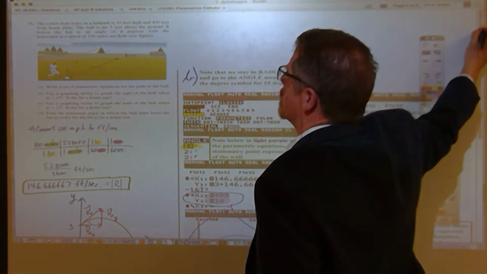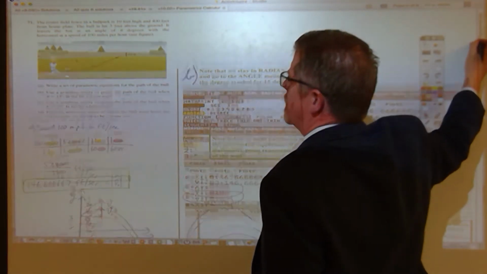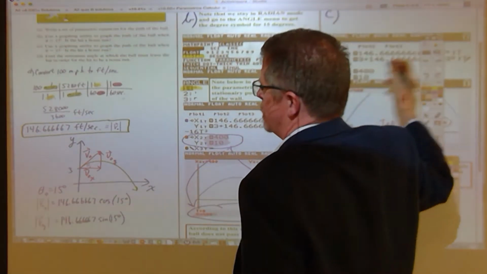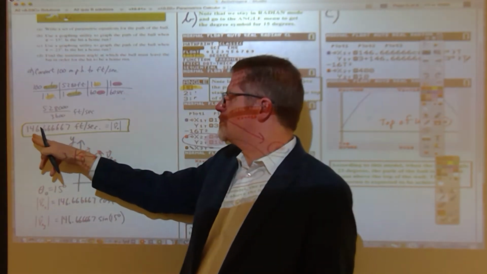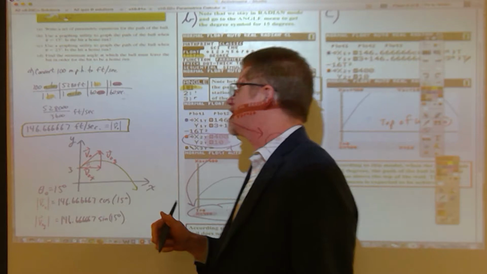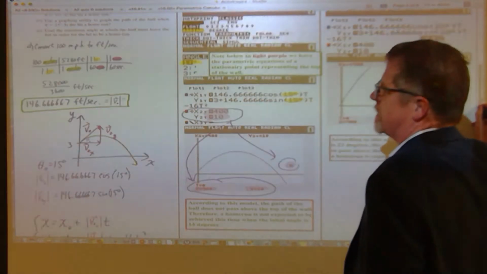is 100 miles per hour. The horizontal speed is 100 miles per hour. We have to convert 100 miles per hour to feet per second. I use stoichiometry to do that to get about 146.7 repeating feet per second. If you have questions on that, see me outside of class.